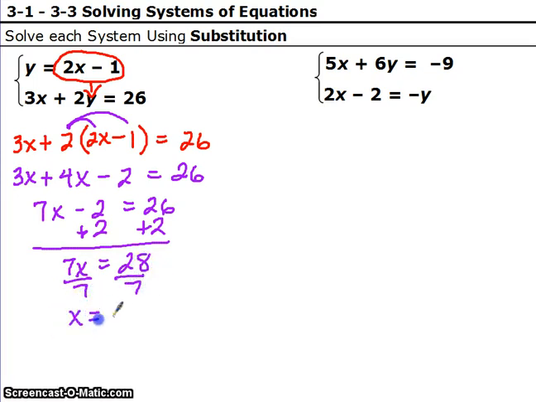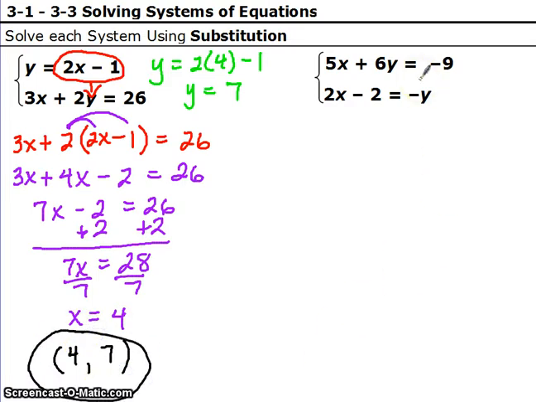So x equals 4. When plugging back in, I would always make sure to use the equation that's already solved for my other variable. This one already has y by itself. Just plug 4 in for x and evaluate. 2 times 4 minus 1. Well, that's 8 minus 1, so y equals 7. So our solution for this first one is (4, 7).